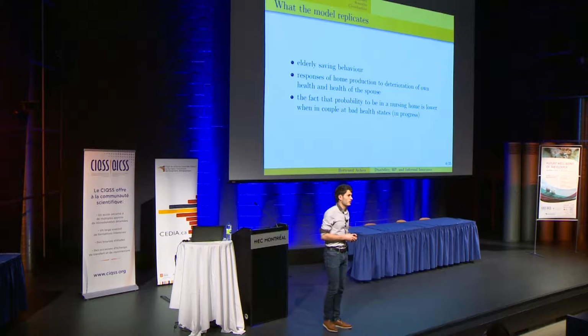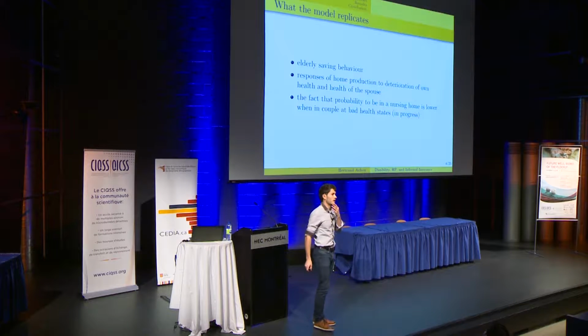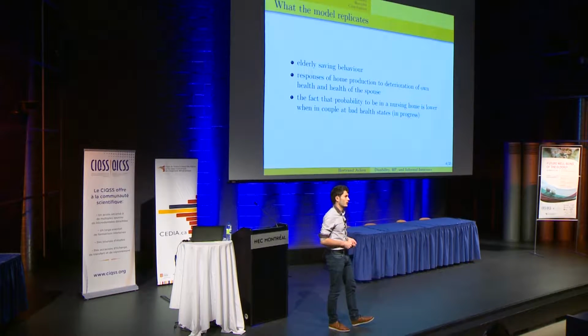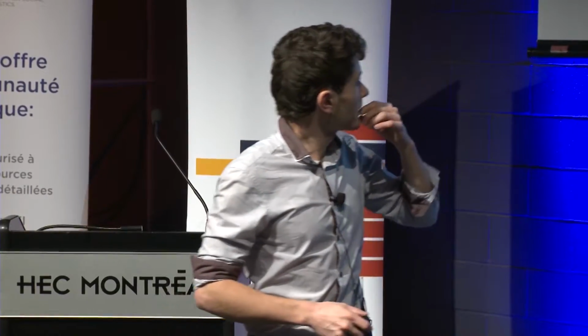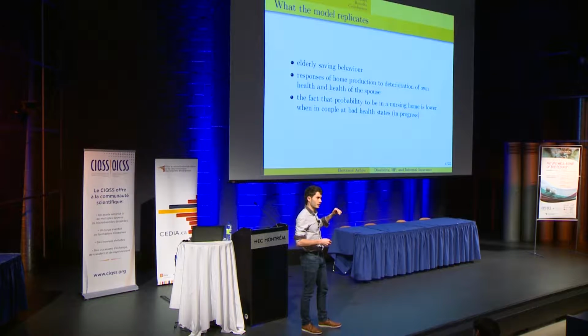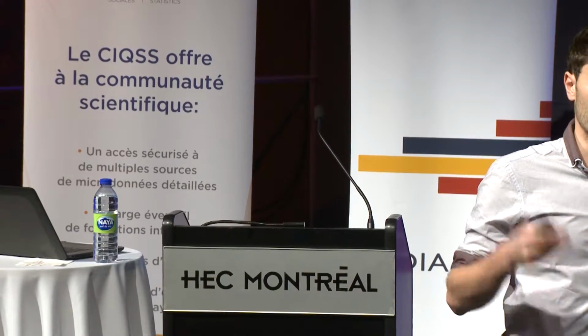So what the model is aimed at replicating: you've got elderly saving behavior, which is the first component and usually what you try to match in life cycle models. The second is the response of home production to the deterioration of your own health and also to the deterioration of the health of your spouse. I'm going to show you some pictures about this later on. And the last fact that I want to reproduce, I've not done it quantitatively yet, but in the future I want to match it: the fact that you have less probability, for a given health state, to be in a nursing home if you're in a couple than single.